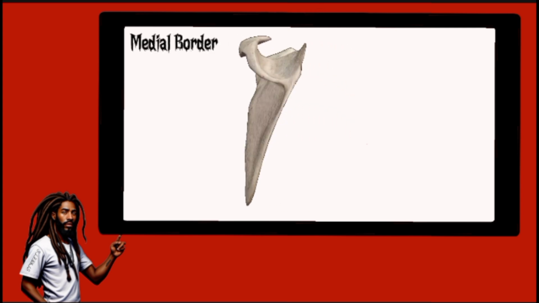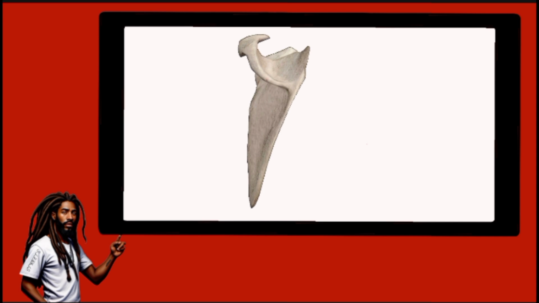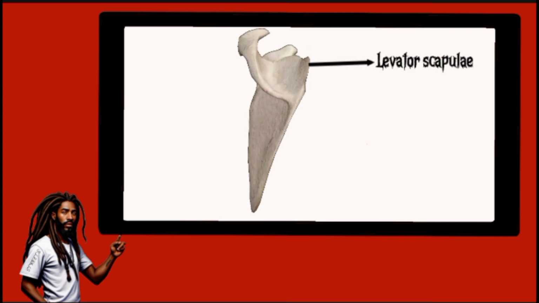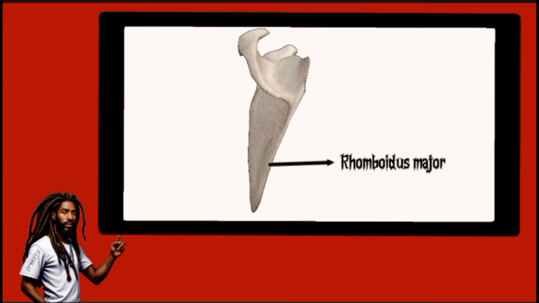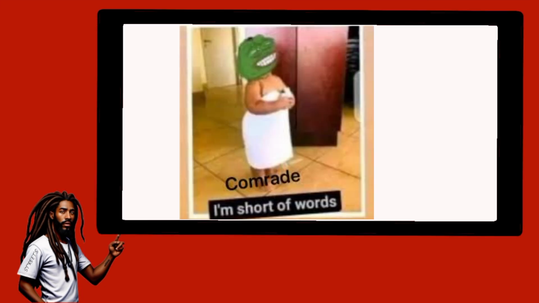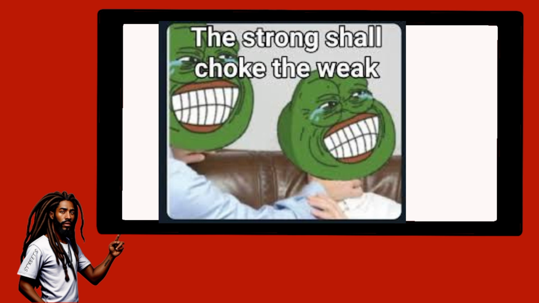Now let's look at the medial border. The medial border gives attachment to certain muscles. First of all, we have levator scapulae, from up down to the root of the spine. So levator scapulae gives attachment to that side. Then we have rhomboid major and rhomboid minor. Rhomboid minor is up, opposite the root of the spine. Rhomboid minor inserts at this part where the spine takes off. Then rhomboid major carries the rest down until it reaches the inferior angle. I know the material is plenty and you are short of words, but it is my time to choke you with this, and I will choke you.